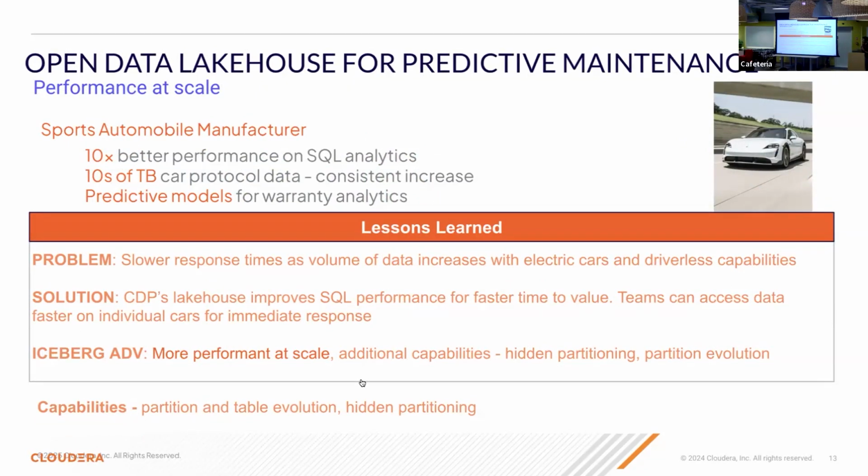Teams can access data faster because all the data is now in one place. And Iceberg gives them advantages because it's more performant at scale, with additional capabilities like hidden partitioning and evolution, right? So what was the result for them? They were able to get 10x better performance on their SQL analytics, with tens of GBs of car protocol data now stored in just one place. And they can create predictive models on top of that, with just one place to access the data.